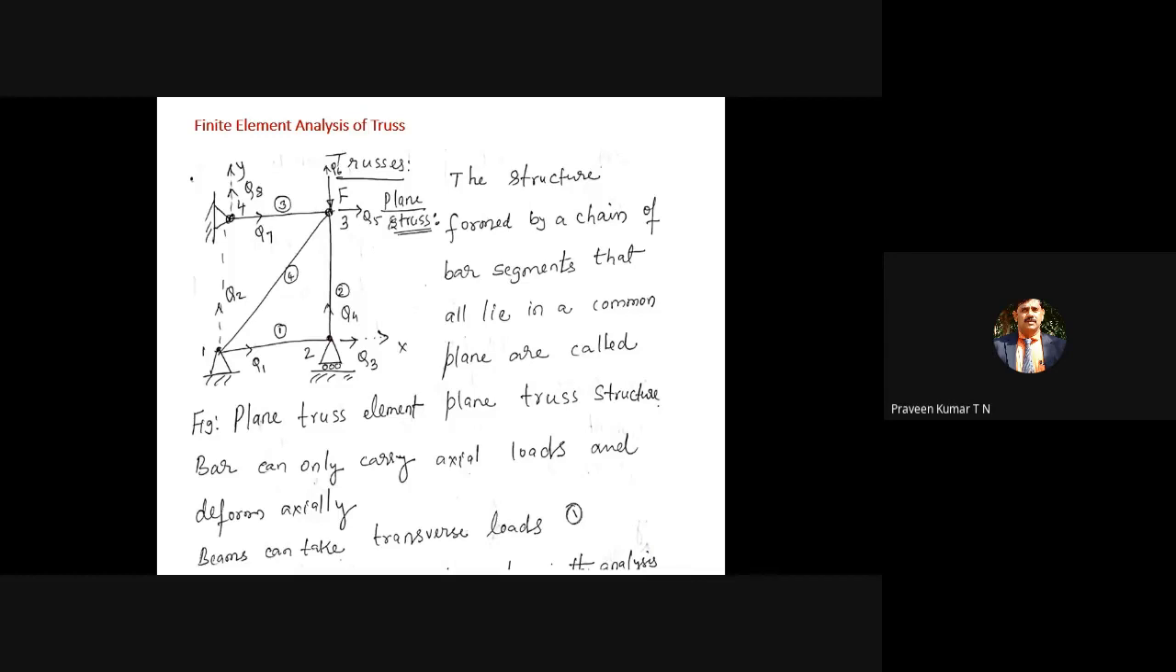So now what is the value? Suppose node 1 is fixed. What is the value of Q1? Someone can answer. Is it 0 or non-zero? Because the same type of boundary condition is applied for all types of problems. What is the value of Q1 when node 1 is fixed?